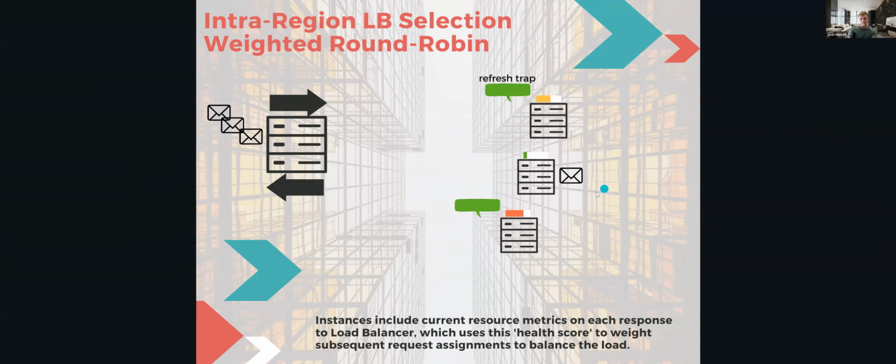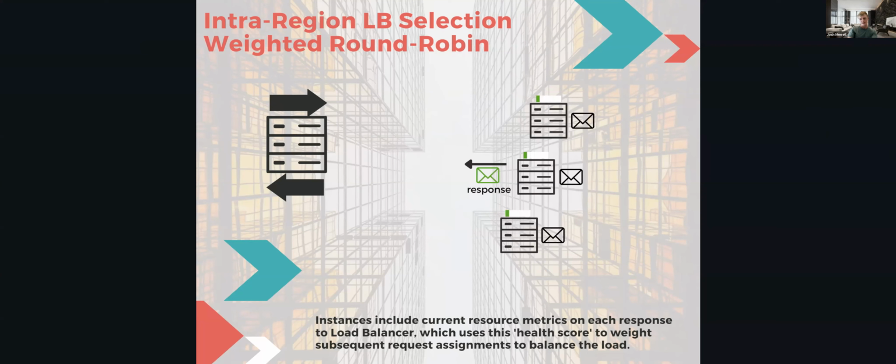And one more factor of this implementation is occasionally we'll have instances that haven't seen anything come through in a while. And when that happens, we'll send what's called a trap back to the load balancer. They're basically just giving it a refreshment of their current state. And the load balancer will use that information to update the health scores and route further requests accordingly.